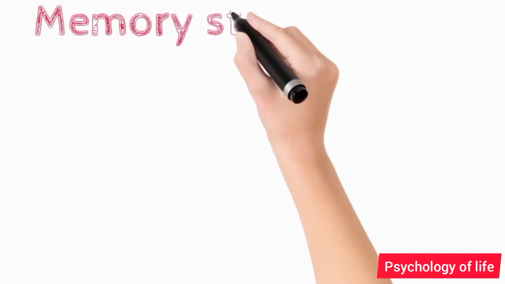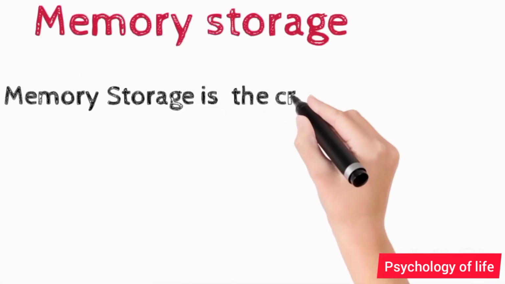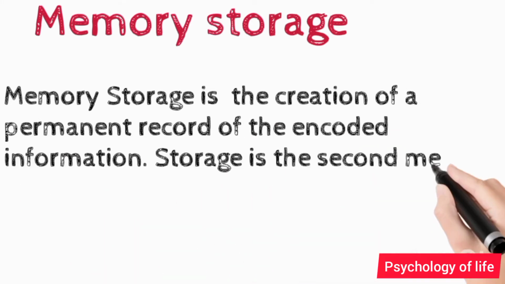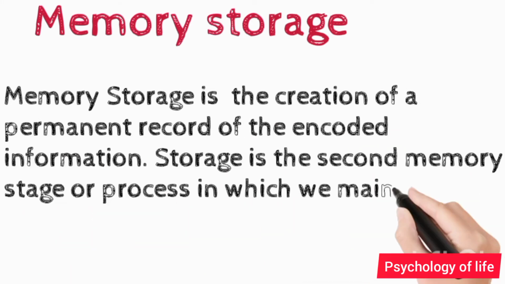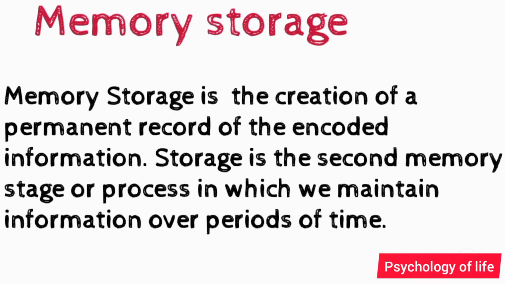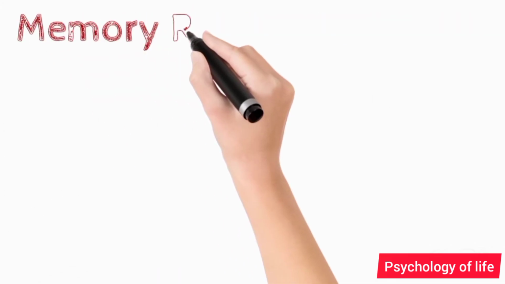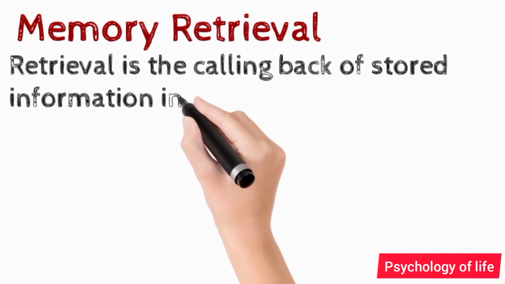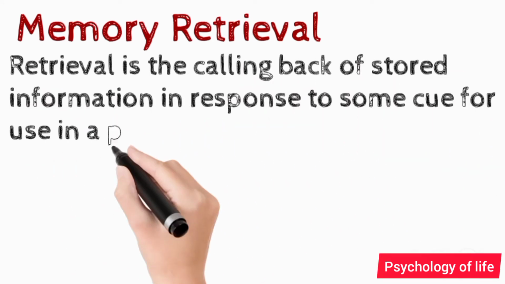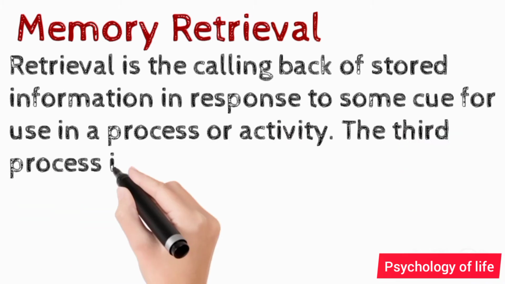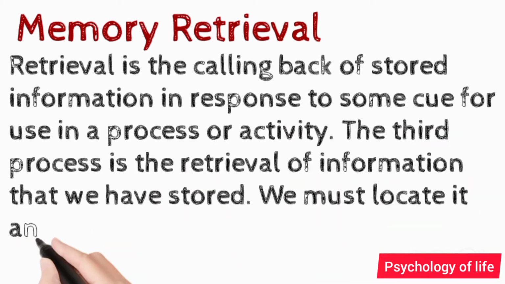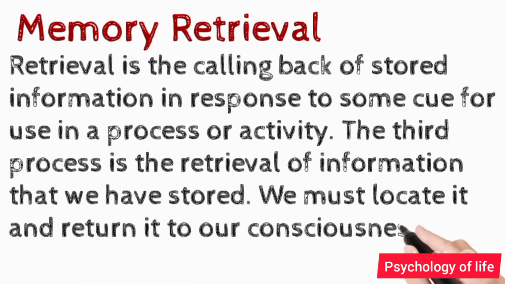Memory storage. Storage is the creation of a permanent record of the encoded information. Storage is the second memory stage or process in which we maintain information over periods of time. Memory retrieval. Retrieval is the calling back of stored information in response to some cue for use in a process or activity. The third process is the retrieval of information that we have stored. We must locate it and return it to our consciousness.